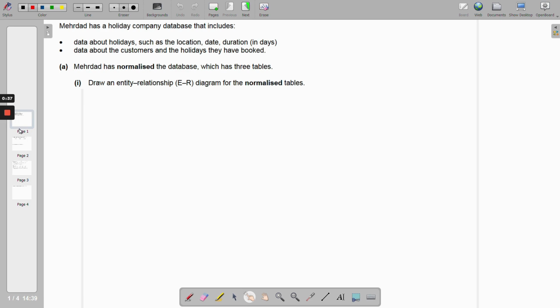So if you look at this example, we can clearly make out that there are about 3 entities in here. So there are only 3 entities. So what are they? Customer, holiday, and booking. Now, how do we form the ER diagram?